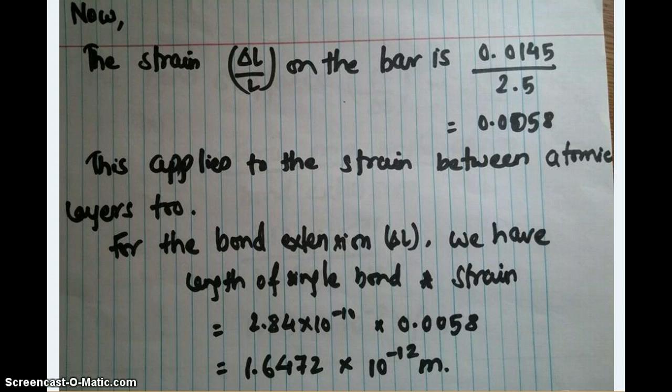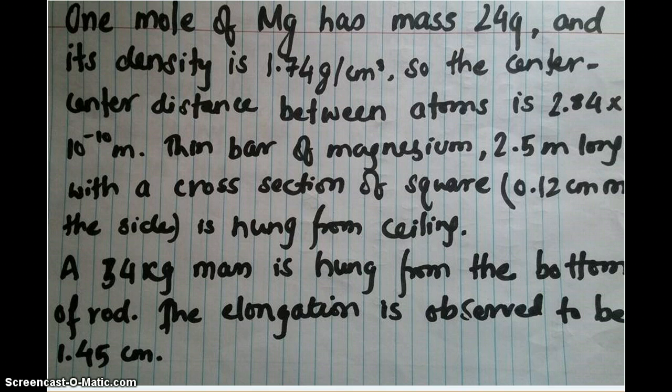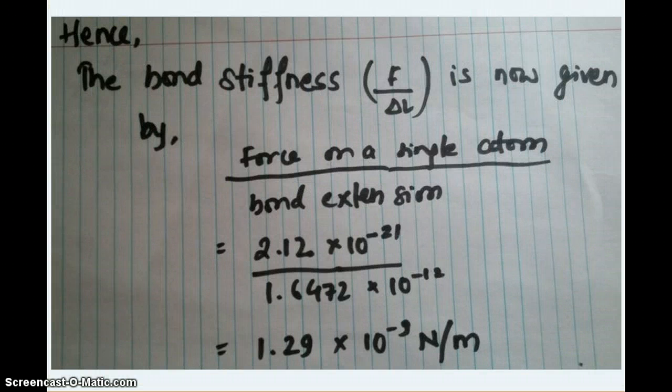Now we have already got the bond extension and we have the force, so now we can get the bond stiffness, which is given by the force on a single atom divided by the bond extension. The force on a single atom, as we calculated before, was 2.1 × 10⁻²¹, and the bond extension, which we calculated recently, is 1.6472 × 10⁻¹², and that gives us 1.29 × 10⁻³ Newton per meter stiffness of a single bond, to be pretty accurate. And that solves the question.